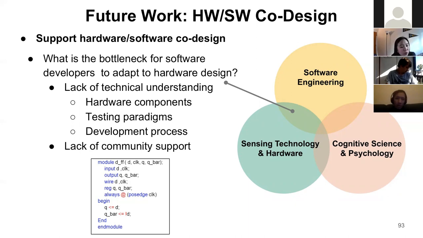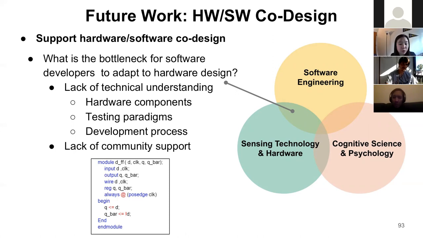There has been research trying to ease the programming burden for developers in hardware design. However, previous work mainly focuses on converting syntax of hardware description languages, but doesn't consider other challenging factors in the design process, especially for software programmers. Such factors can be the lack of technical understanding of hardware components. For example, what is a D flip-flop? Or testing paradigms: hardware people use test benches and check waveforms instead of test cases. Or the lack of a project history, benchmarks, and community support.